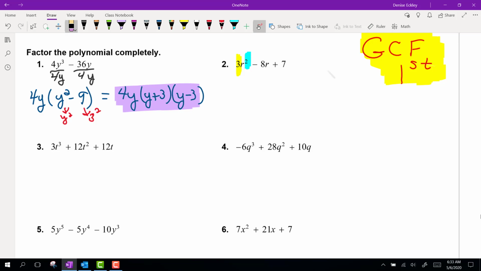So I am going to go over here, and I'm going to draw an X, but I'm going to multiply these 2 together. So 2 numbers that multiply together give me 21, and when added give me -8. And when I try to do that one, what I get is 7 and 3, and that's it. So this is actually prime. This polynomial does not factor, which does happen.